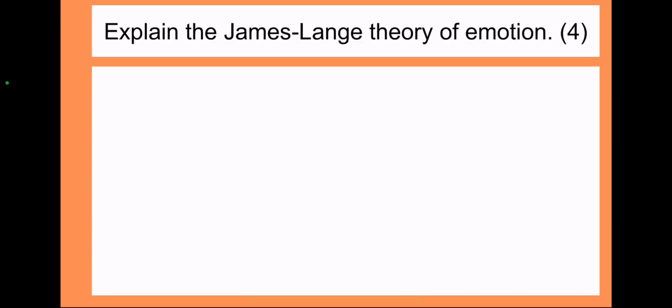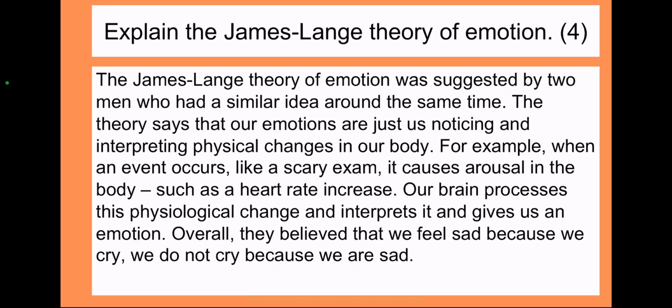So if I was going to explain it for the exam, how would I explain that theory? I would explain it a bit like this. Feel free to use it to inspire you and help you with your explanation. The James-Lange theory of emotion was suggested by two men who had a similar idea around the same time. The theory says that our emotions are just us noticing and interpreting physical changes in our body. For example, when an event occurs, like a scary exam, it causes arousal in the body, such as a heart rate increase. Our brain processes this physiological change and interprets it and gives an emotion. Overall, they believed that we feel sad because we cry.